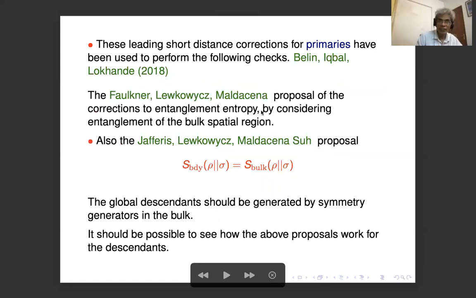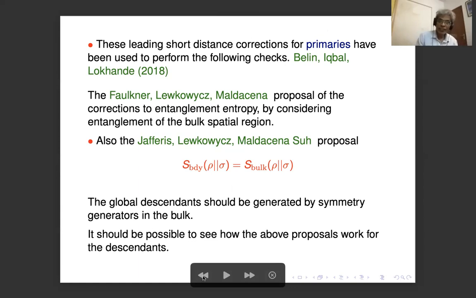They used the proposal by Faulkner, Lewkowycz, Maldacena for evaluating the entanglement entropy in the bulk. It was quite involved. You had the Ryu-Takayanagi surface, and because of this excitation, you had to correct that Ryu-Takayanagi surface. And the subleading correction is actually one loop, so you had to calculate one loop. You can see the paper; it's worth looking at. If you are thinking about students, it's worth having a journal club on that paper. It was an involved calculation, but they could reproduce that short distance correction.